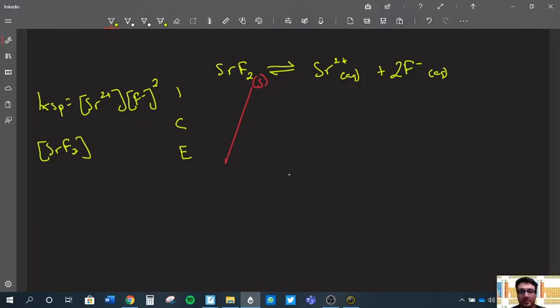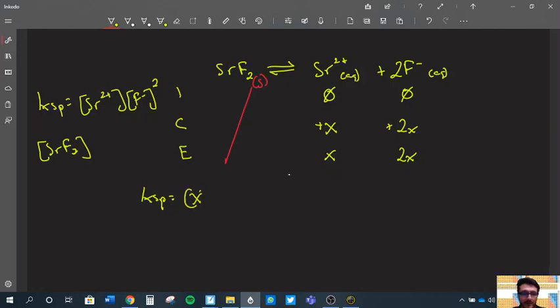So initial concentrations are 0 and 0. Nothing's happened just yet. Then we do what we normally have done, not negative but positive, and then positive 2x. You add I and C, and we get expressions at equilibrium of x and 2x. Plug those into our Ksp expression. Remember, we do have a Ksp value. I'll go back to that.